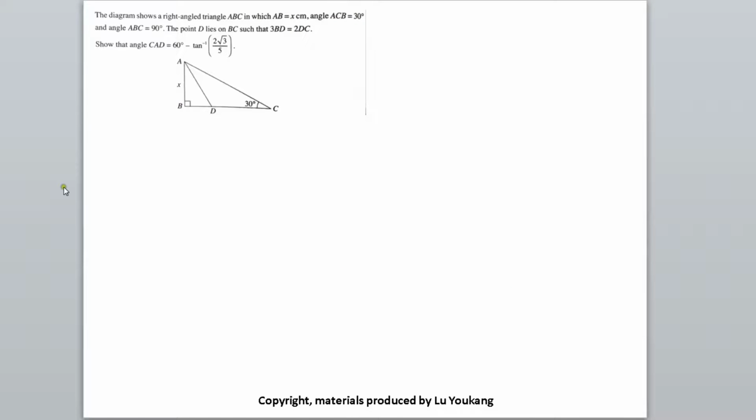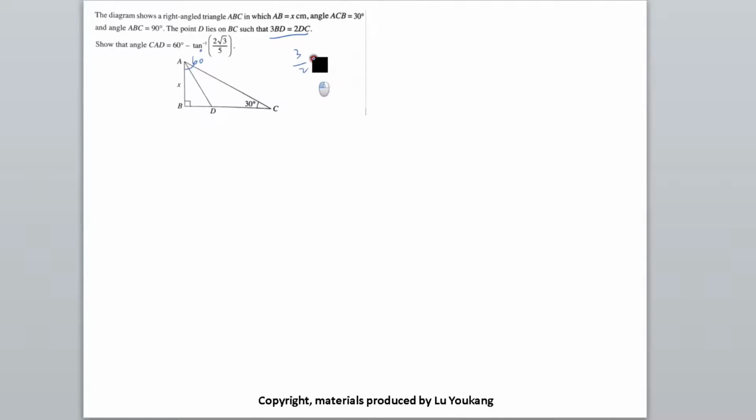Next, the question says the diagram shows a right angle triangle ABC in which AB equals x, labeled. Angle ACB is 30 degrees, labeled. And angle ABC is 90 degrees, labeled. The point D lies on BC such that 3BD equals 2DC. Okay, so I can also label my angle BAC equals 60 degrees.